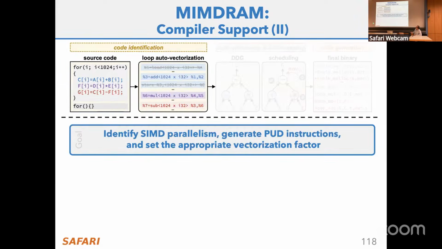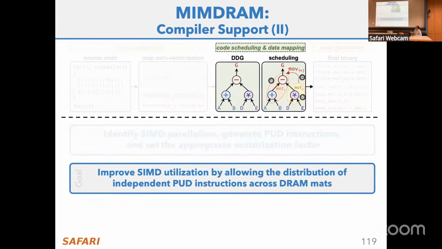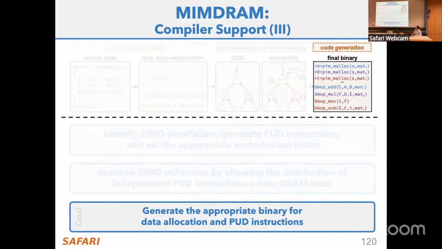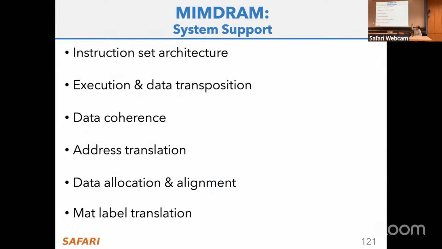I already said all of this, but you identify SIMD parallelism, generate PUD instructions, where PUD is processing using DRAM, set the vectorization factor, improve SIMD utilization, and then generate appropriate binary instructions for data allocation and PUD. There's a lot more to discuss. Actually, we're going to discuss this later on, next week especially. There are some other issues in execution of this, like we talked about data transposition. You do need to transpose the data so that you can operate on the data in a vertical manner. But next week we're going to talk about that.